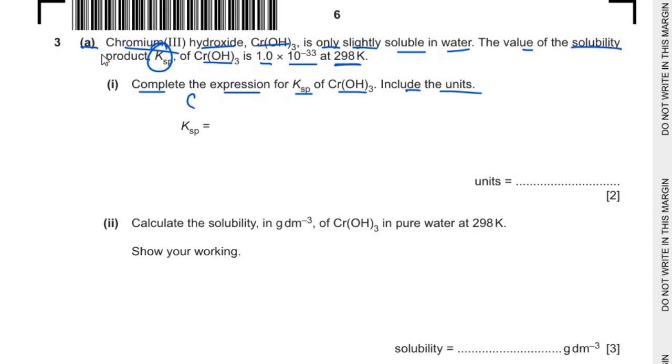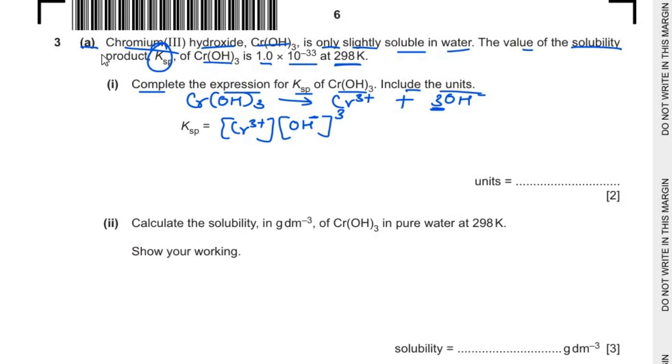Now if we have chromium hydroxide as the formula here, then we can write the equation as Cr3+ plus 3OH-. Now the concentration of the chromium ion, Cr3+, has to be included, and the concentration of the hydroxide ion has to be included to the power of 3, that is cubed. Why? Because we have 3OH- ions.